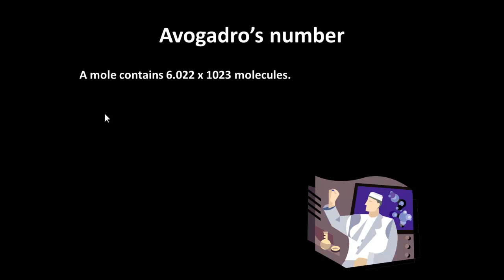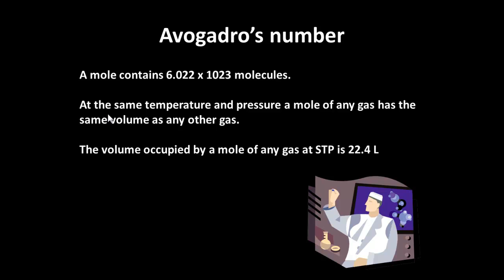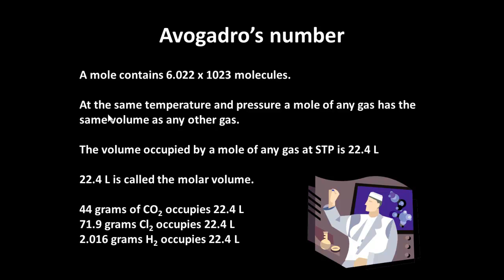Now, what Avogadro said was that a mole, we know, contains 6.022 times 10 to the power of 23 molecules. So at the same temperature and pressure, a mole of any gas has the same volume as any other gas. And the volume occupied by a mole of any gas at STP is 22.4 litres. That's called the molar volume. So 44 grams of CO2 occupies 22.4 litres, or 71.9 grams of chlorine, or 2.016 grams of hydrogen.